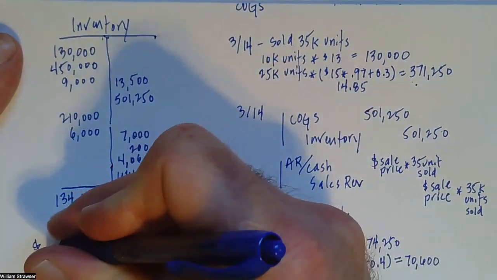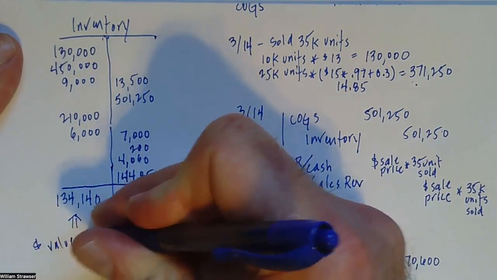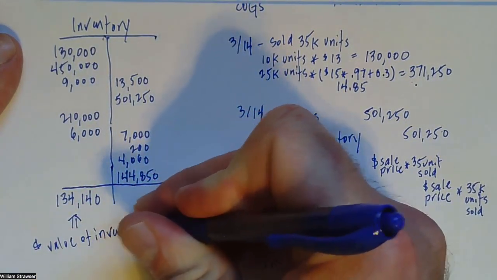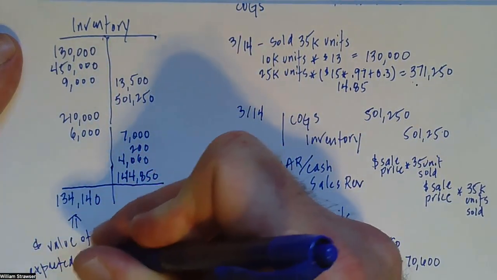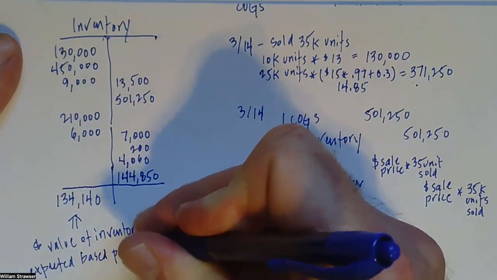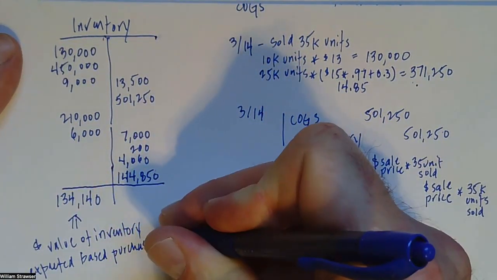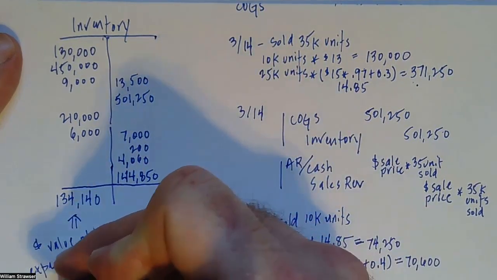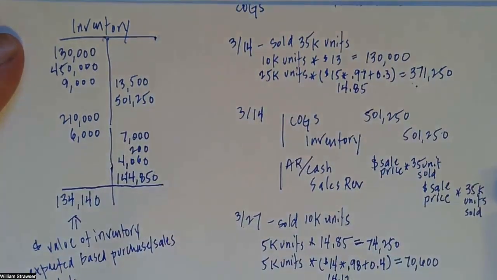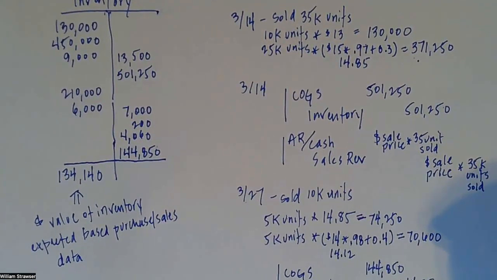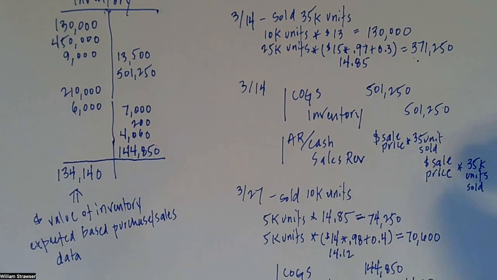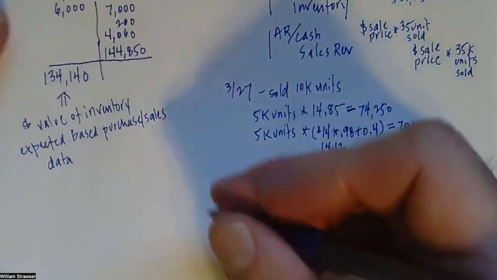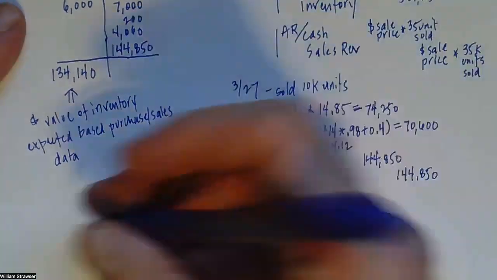the dollar value of inventory expected based on purchase and sales data. So all this account contains is purchase transactions, sale transactions, and this is what we would expect to find in our warehouse. Now, we don't necessarily find that, and we have to find a dollar value for what we actually found.